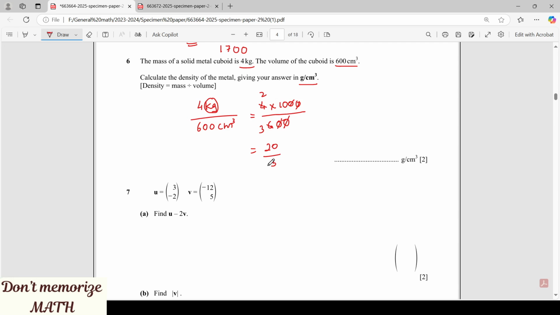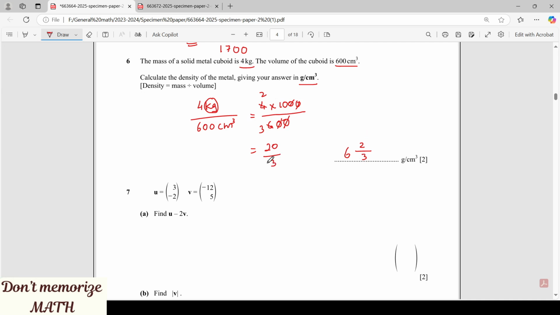Always make sure you change the improper fraction to a mixed fraction or decimal number in the final answer. If it is a normal fraction, no problem, you can write the final answer like that. If it is an improper fraction, change it. So 20 over 3: 6 times 3 is 18, so 2 is remaining. The denominator is the same, 3. So 6 and 2 over 3.